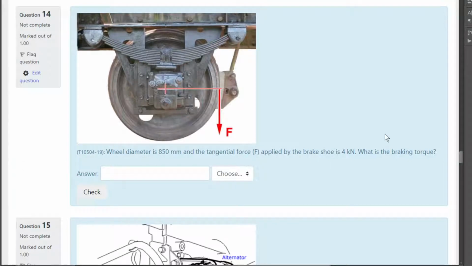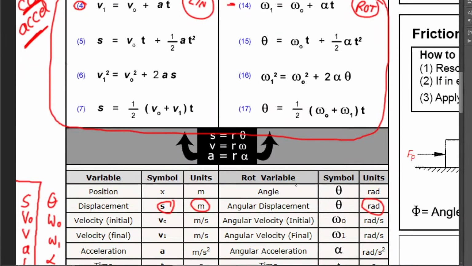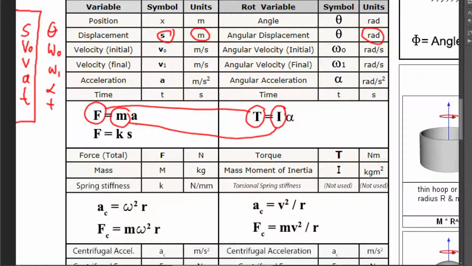This is way better. All right, we are now including force. So we've gone down past those constant acceleration formulas here, and we're starting to include this little bit here, which is Newton's second law, F equals ma. For rotation, it's T equals I alpha. It's really Newton's second law still, but it's for rotation now instead of linear.